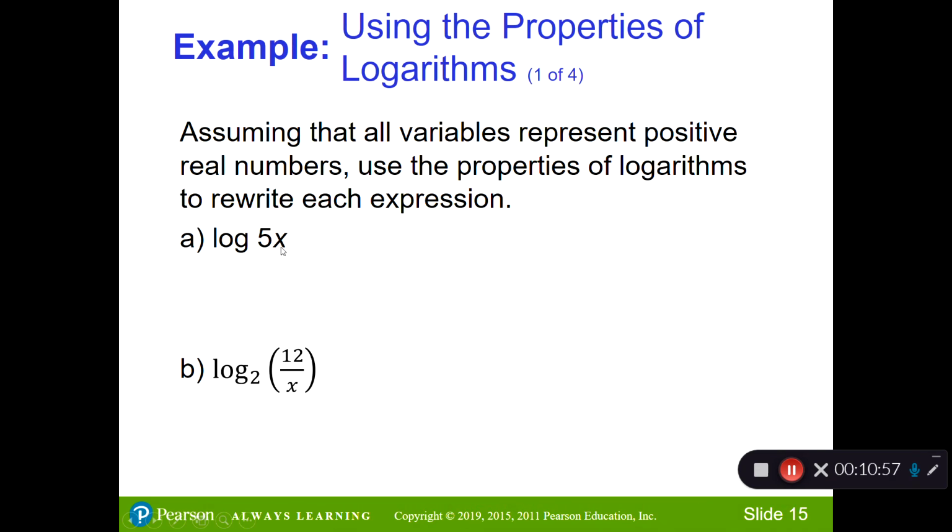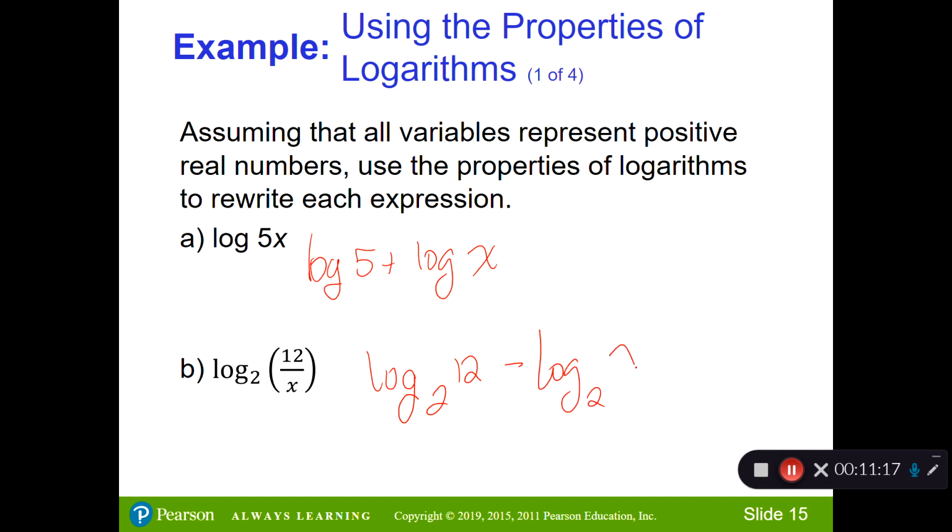We can use it to rewrite an expression like this. The 5 and the x are multiplying, so I can rewrite this expression as log of 5 plus log of x. Here they're dividing, so I can rewrite this as log base 2 of 12 minus log base 2 of x.